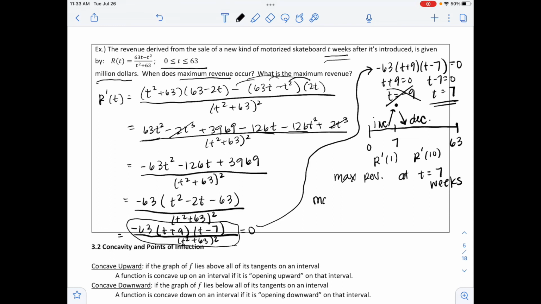And to find our max revenue, we will need to substitute 7 into our original revenue function, not the derivative, that's the rate. And so substituting 7 into the given function up above, the typed one, we're going to have 63 times 7 minus 7 squared all over 7 squared plus 63. And working this out, we get 3.5. And our units for revenue are given in millions of dollars. So this is going to be $3.5 million.